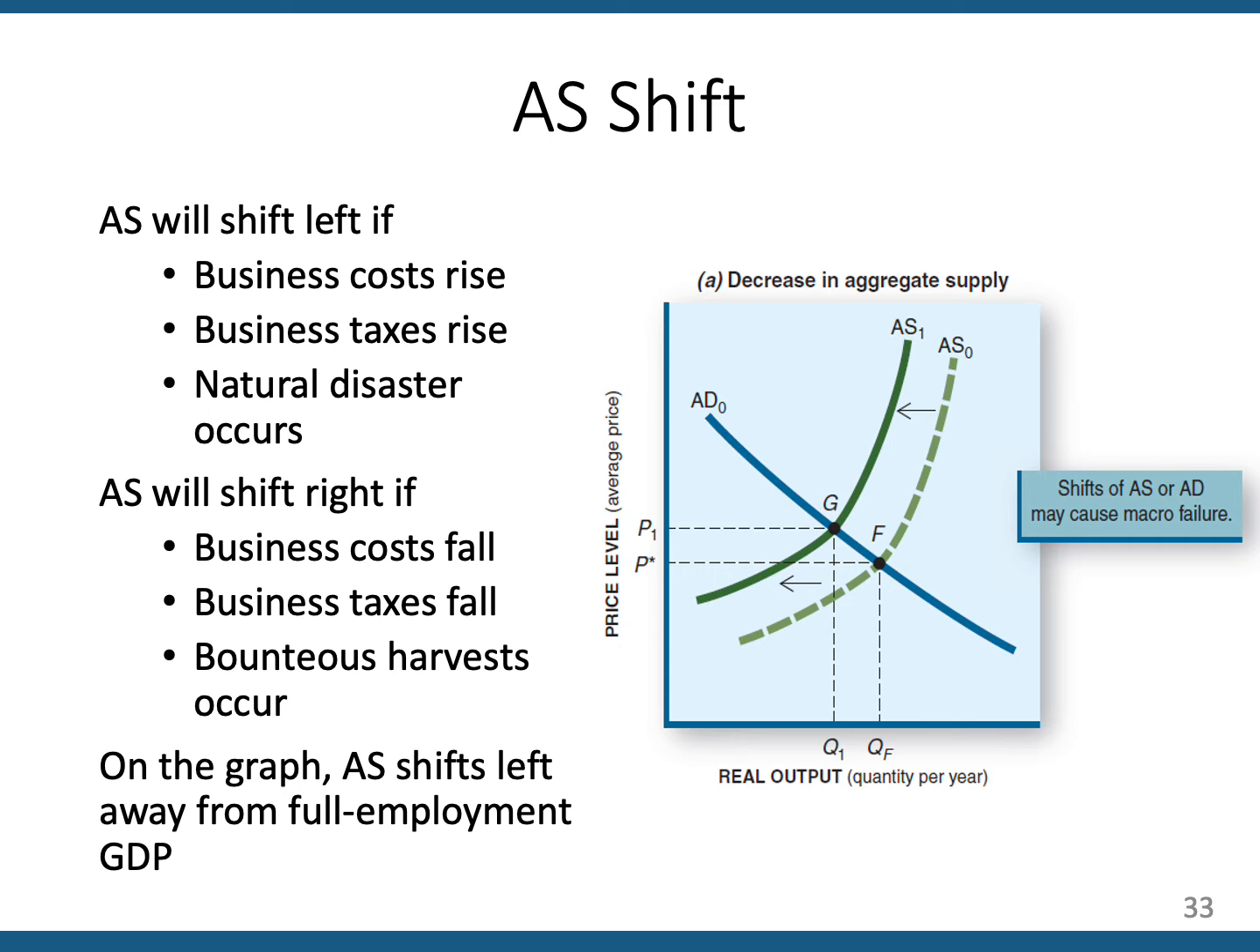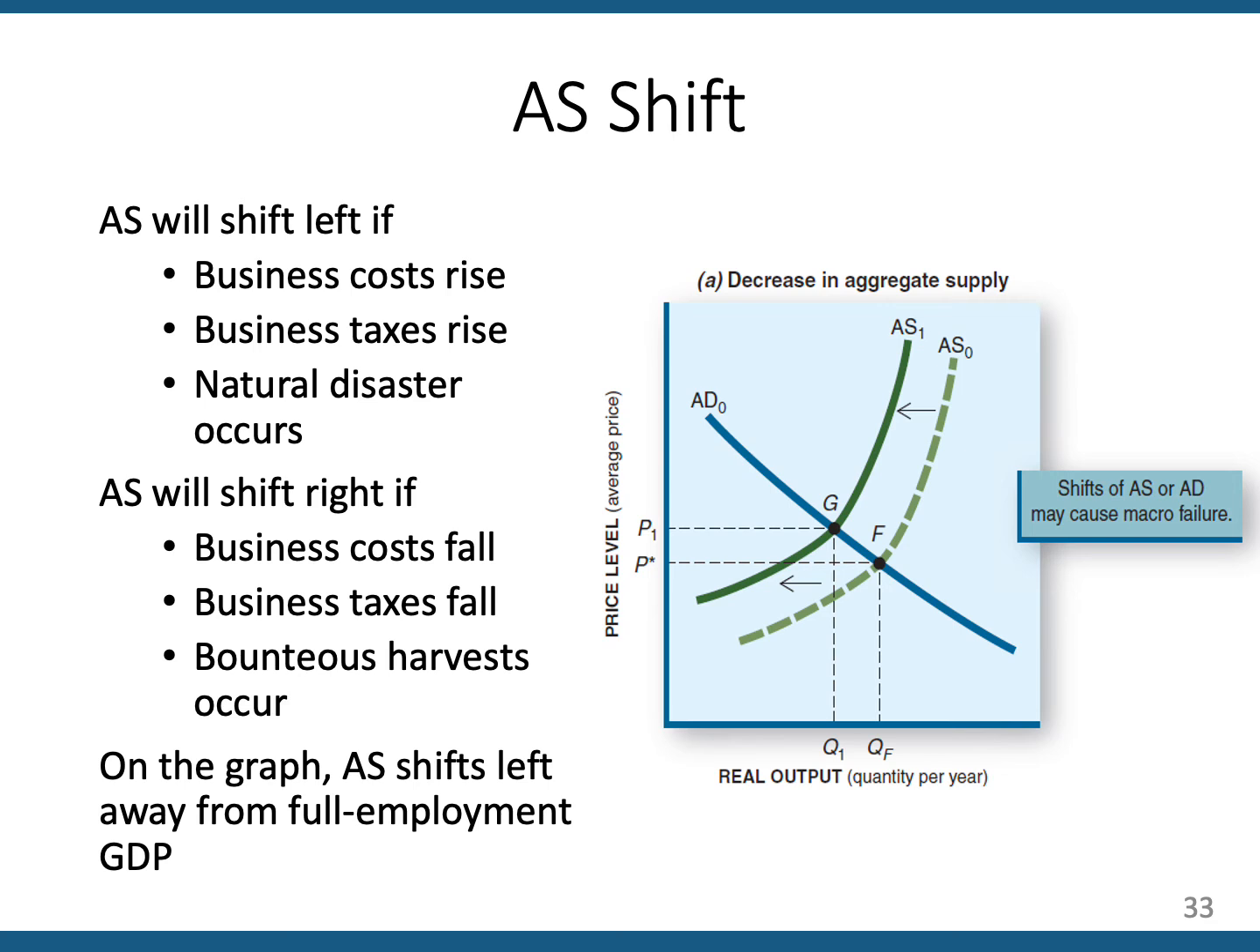What might increase aggregate supply, make it shift to the right? If business costs were to fall, and that actually has happened in our economy, energy has gotten less expensive, and natural gas is part of that. Business taxes, well, we've discussed this already. We lowered the corporate tax rate. Why do we do that? Because we're looking to shift the aggregate supply curve to the right.